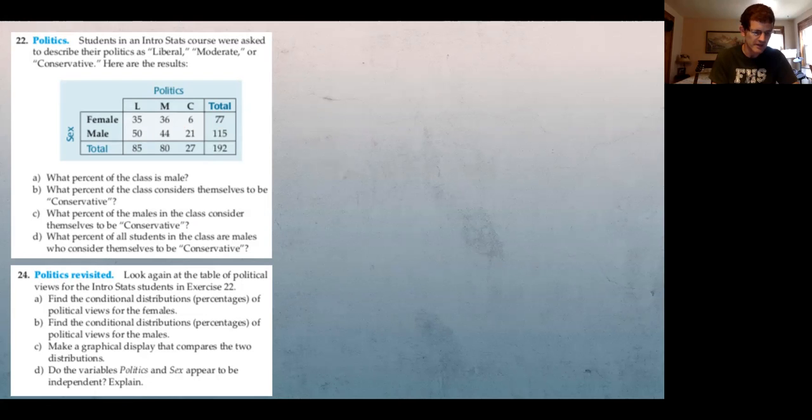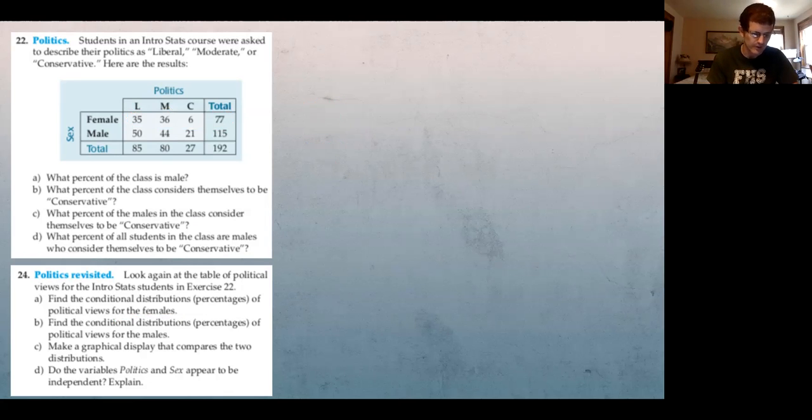Okay. 24 is referring to the same data set. And when you look at, like, I think problems 21 and 23, it's going to be very similar to these 2. Okay, so on the first is find the conditional distribution of political views for the females. So we want the distribution of political views. And so the condition is that you're female. So we're looking at this row. It's a little bit tricky to identify which is the condition, but it is females being the condition on this. And I'm not going to go through and calculate it, but it'd be like 35 out of 77 for the first, and 36 out of 77, and so on.